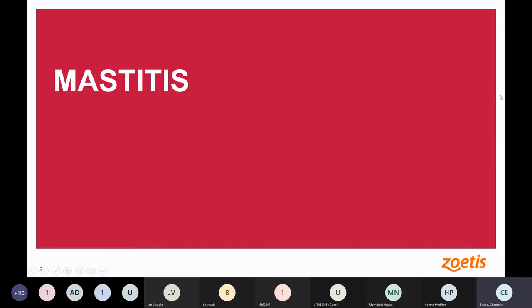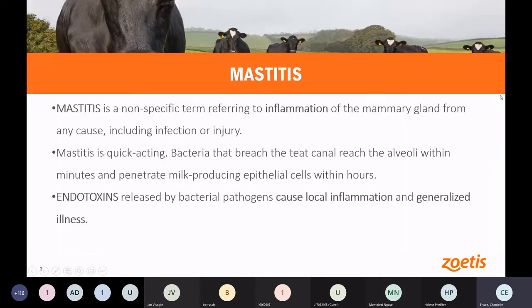But let's just look at mastitis and what do we mean when we say mastitis, right? And this might sound a bit obvious, but mastitis is actually often used for bacterial infection, but it is actually a non-specific term, and it refers to the inflammation of the mammary gland. And that is actually from any cause, whether it be infection or injury, etc. But for today's purposes, when we say mastitis, we will be talking about a bacterial origin mastitis, right?